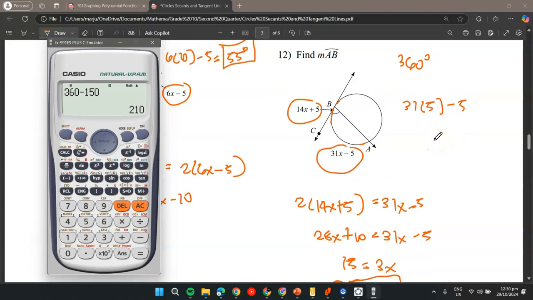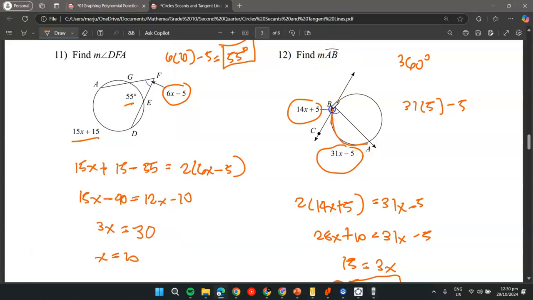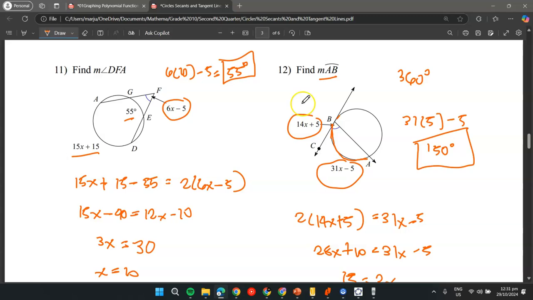We are asked to find the minor arc AB. So this is what we are looking for. So our answer will be 150 degrees. Alright? We are asked to find the minor arc. How do I know that is the minor arc? Again, the major arc is named using 3 letters. Minor arc is only named using 2 letters. So we are asked to find this and not the major arc.